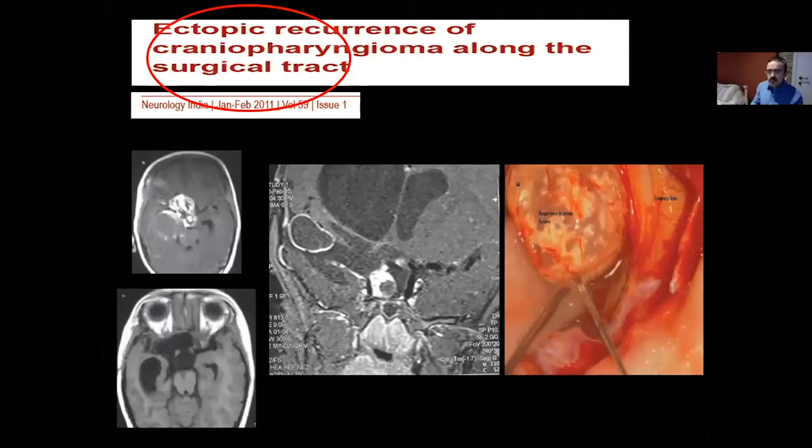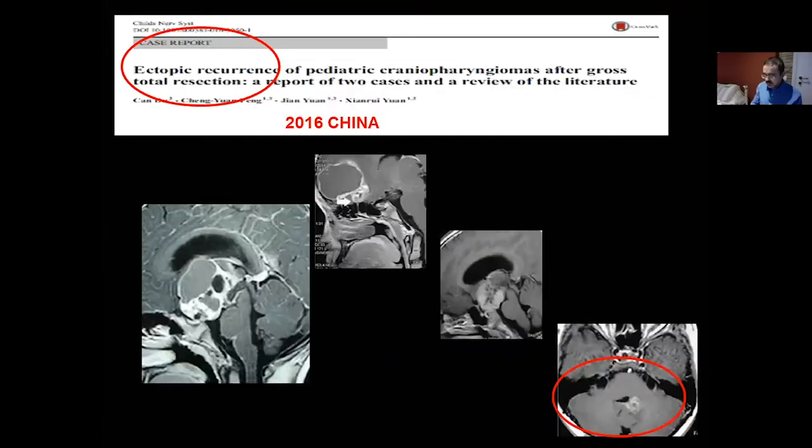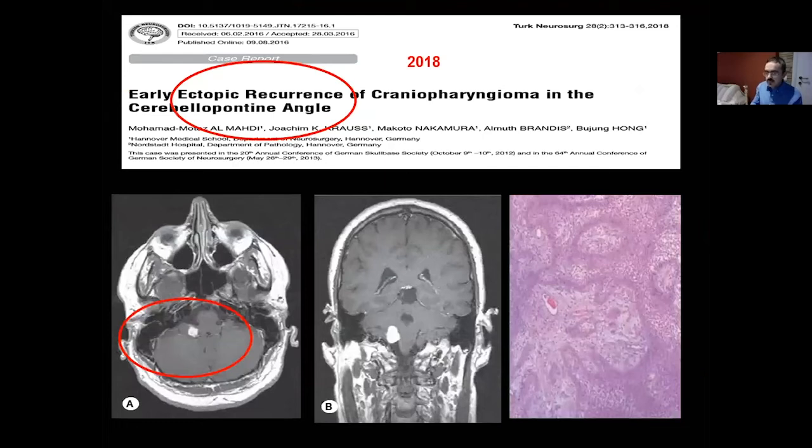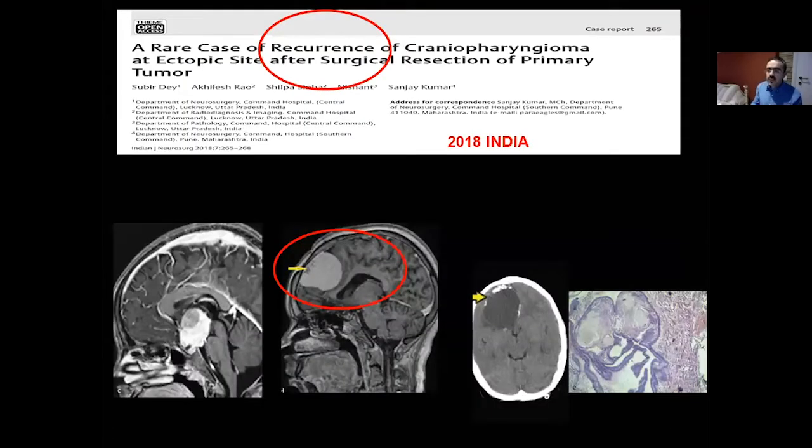Again, ectopic recurrence of craniopharyngiomas along the surgical tract. They have removed it, it has recurred along the tract. From China, ectopic recurrence, frontal, and brainstem. Early ectopic recurrence of craniopharyngiomas, CP angle. Recurrence, frontal.